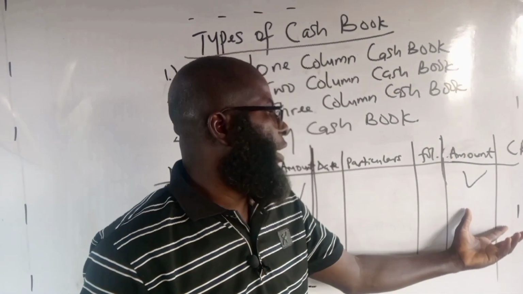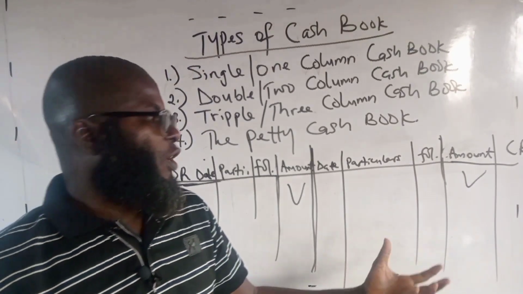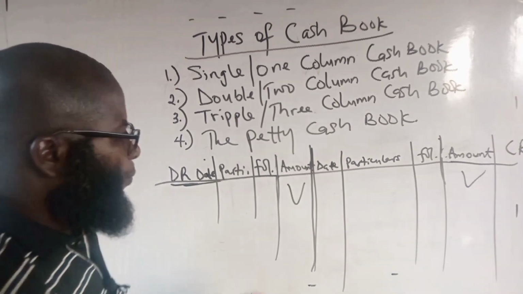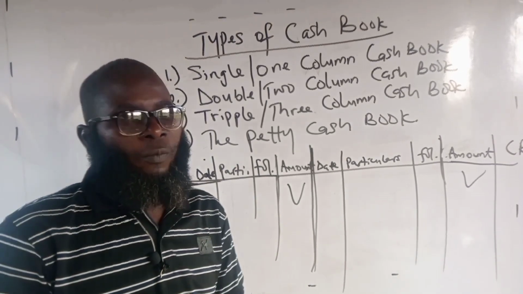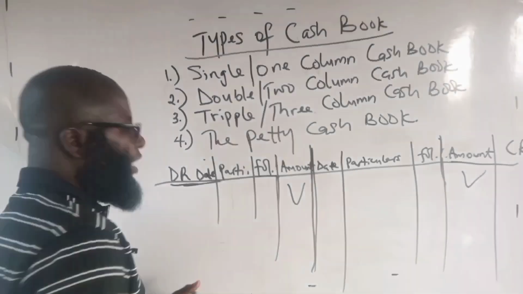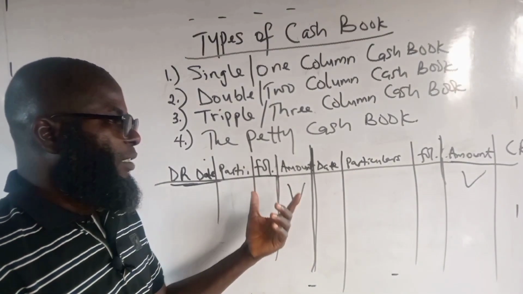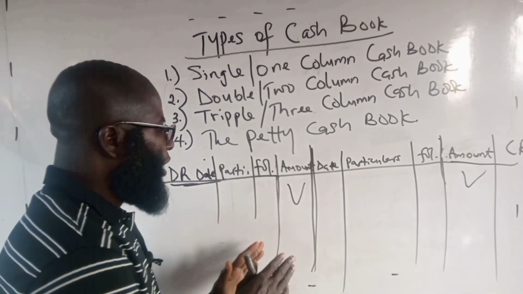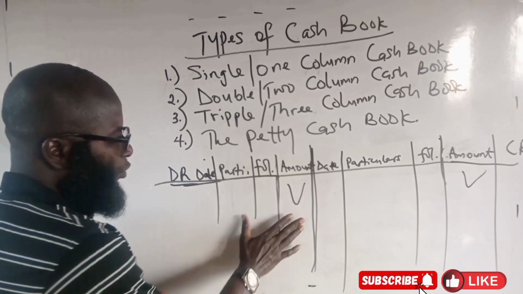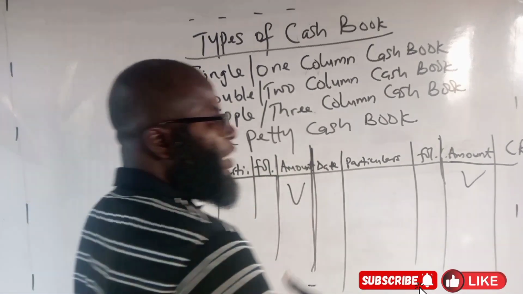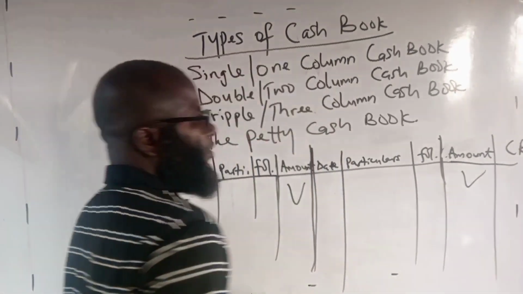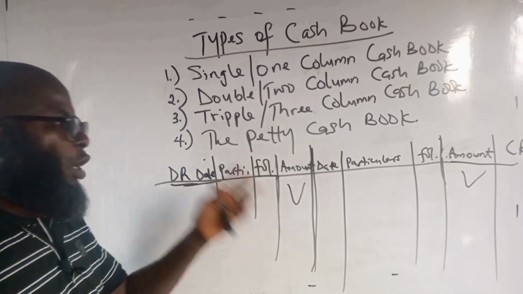Likewise, we're having amount on the credit side. This shows us that for the single column cash book, we're having only one amount column for such accounts. This is what we are seeing here. On the debit side, as I've explained earlier, any cash receipt, any money you received into your business, you are going to have it on the debit side, while any money you paid out, you are going to have such money on the credit side. This is the single column cash book.